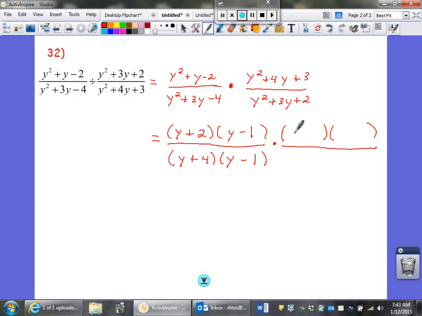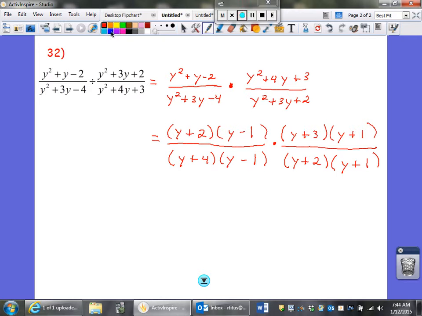So we need all plus signs here. And y times y is y squared. And 3 times 1 is 3 and 3 plus 1 is 4, so 3 and 1. In the denominator, we have two plus signs again. So that would be y times y. And 2 times 1 is 2, and 2 plus 1 is 3, so 2 and 1.